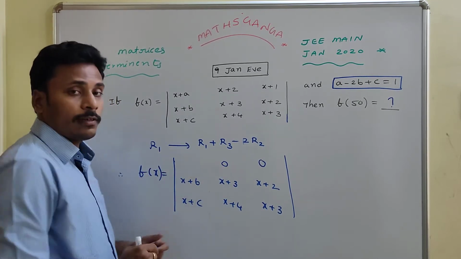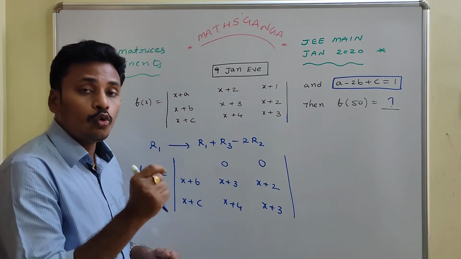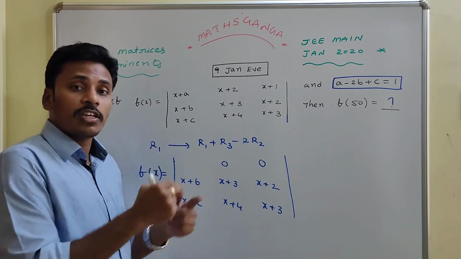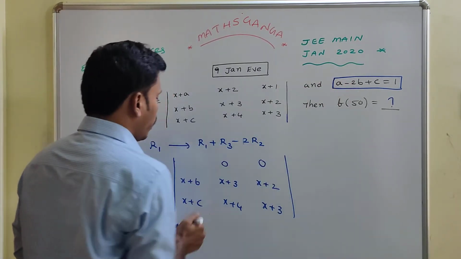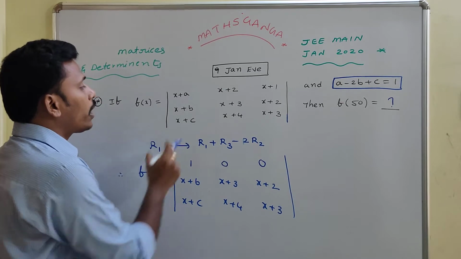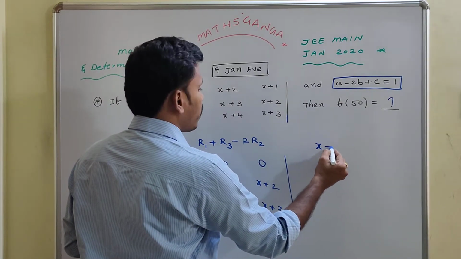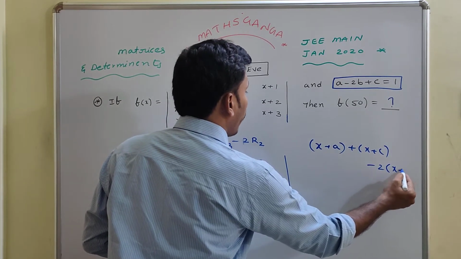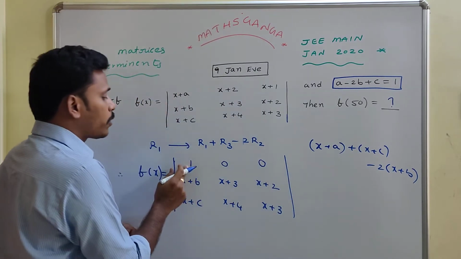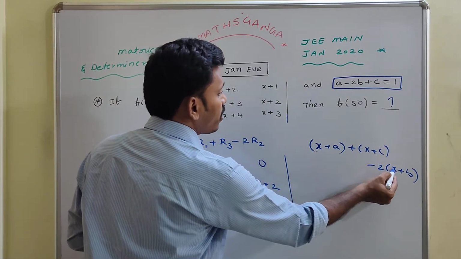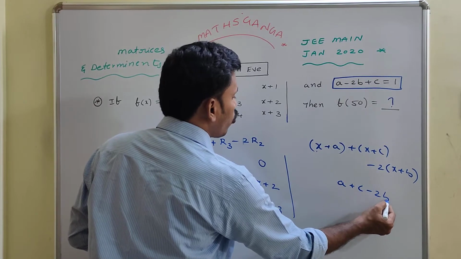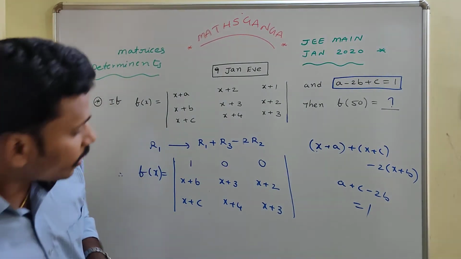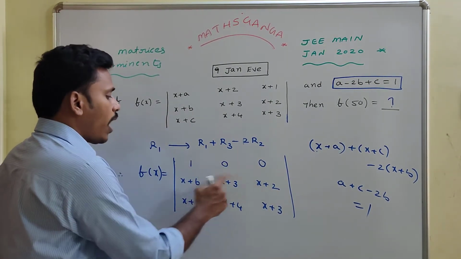Right? And coming to here, see, add first and third, 2x plus a plus c minus 2 times this. 2x and 2x get cancelled. A plus c minus 2b you will get, and this value is 1. In particular, I will mention for you. See, x plus a plus x plus c minus 2 times x plus b. This result we need to write in this place. The x's get cancelled, 2x and this 2x. A plus c minus 2b you are left with, and that is 1 as given. So this is 1, 0, 0, and you will get this.